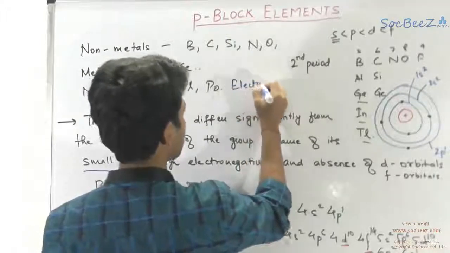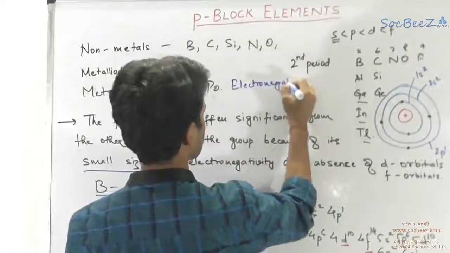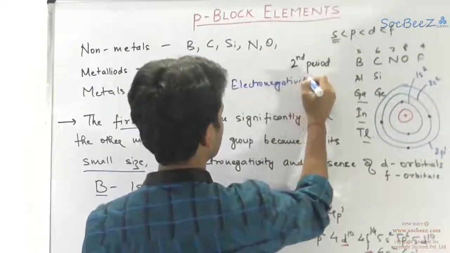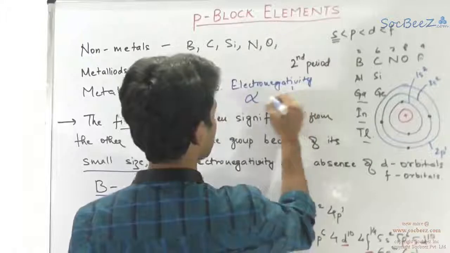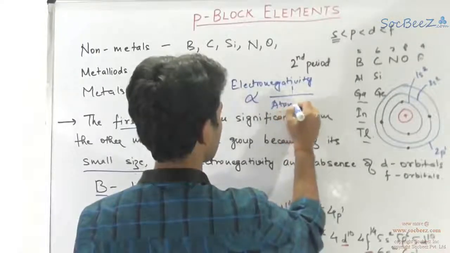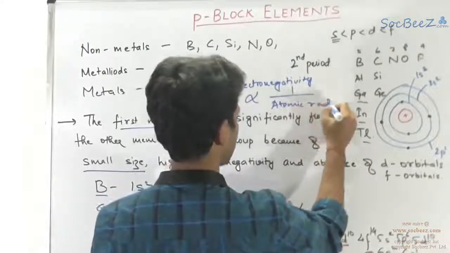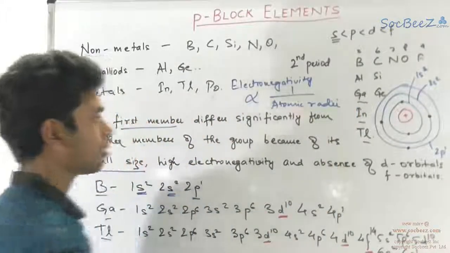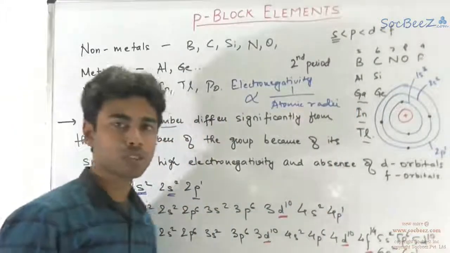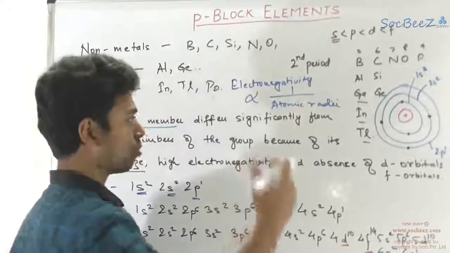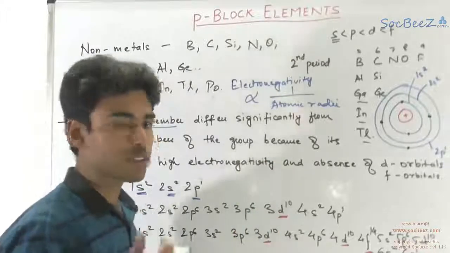We would say electronegativity is inversely proportional to atomic radii. As atomic radii increase, electronegativity decreases.